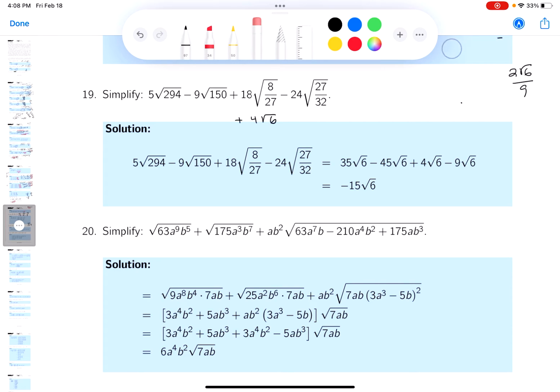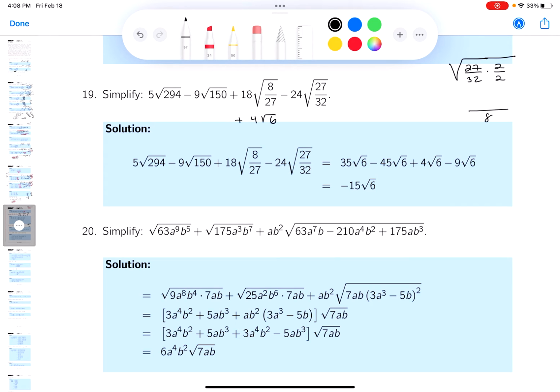I'm going to erase this over here, and I want to do the other term. And the other term I'm noticing is 27 over 32. And I want to make that a perfect square too. When I say that, the bottom, 32, I'll multiply by 2 over 2, all right? So I can do that. 2 times 32 is 64. The square root of 64 is 8.